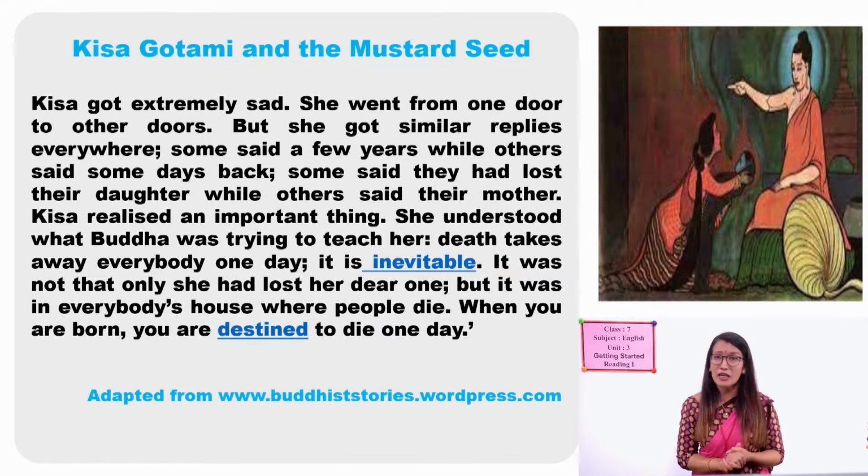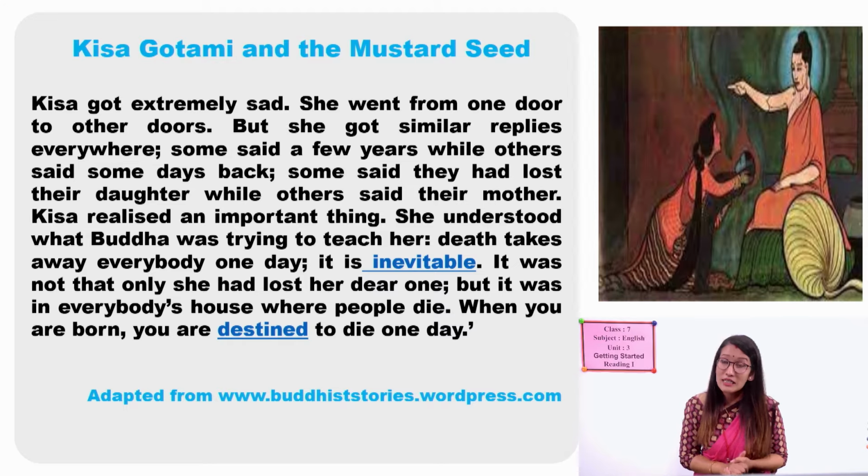Kisa realized an important thing. She understood what Buddha was trying to teach her. Death takes away everybody one day. It is inevitable. It was not that only she had lost her dear one, but in every house people die. When you are born, you are destined to die one day.